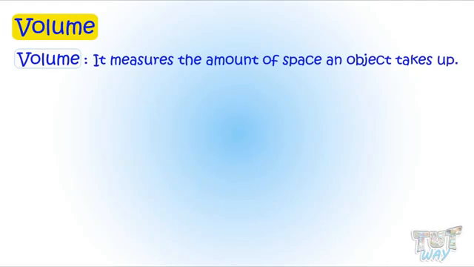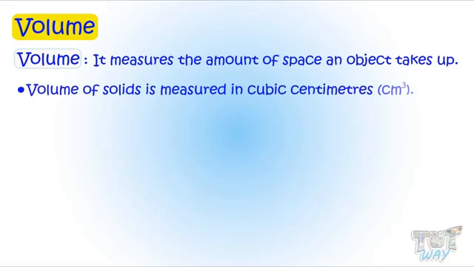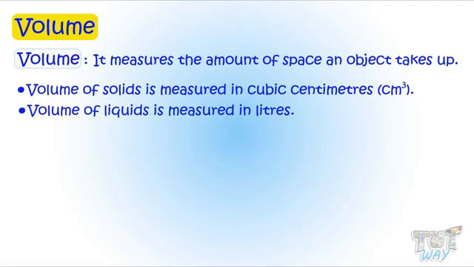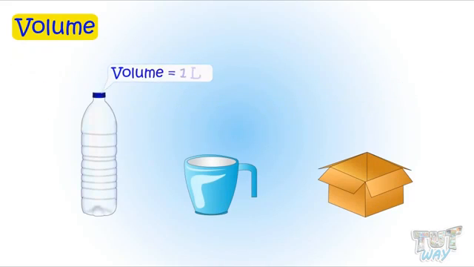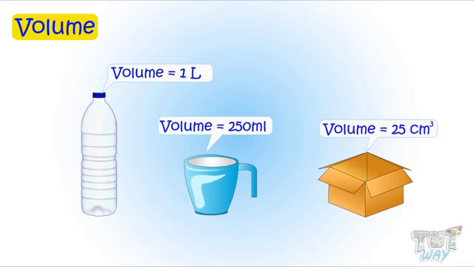Now let's learn another property, and it is volume. Volume measures the amount of space an object takes up, and it is measured in cubic centimeters in case of solids and liters in case of liquids. For example, volume of this bottle is 1 liter. Volume of this mug is 250 milliliters. Volume of this box is 25 cubic centimeters.